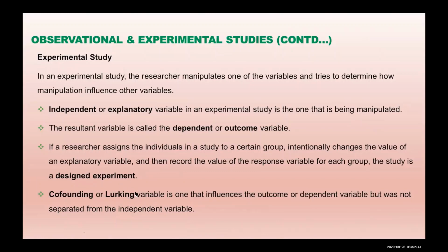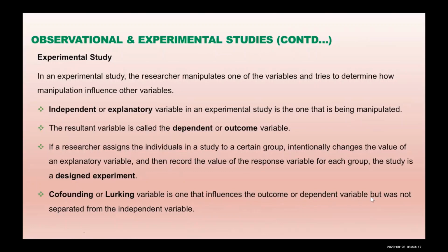And once the designed experiment is completed, the result of the designed experiment can be broadly analyzed and we can make the prediction about how it will work and they can be brought to public. Two more things at the end of the experimental study, two more terms here. Confounding or lurking variable is the one that influences the outcome or dependent variable. If there is influence on the outcome or the dependent variable, then we say those variables are called the confounding or lurking variable.